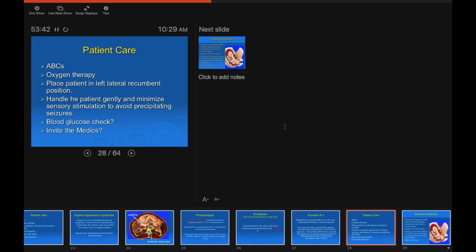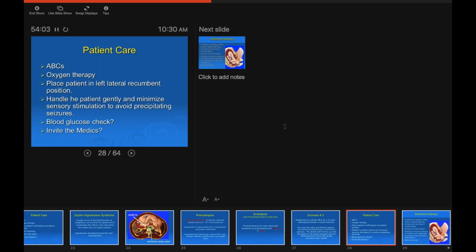What about a blood glucose check? Yeah, I would check it. Could the seizure be caused from low glucose? They have gestational diabetes. Right? So get a glucose check anyways. And any type of seizure patient, whether it's pregnant or non-pregnant, male, female, doesn't really matter. If they have a seizure, we're checking their glucose anyways, right?